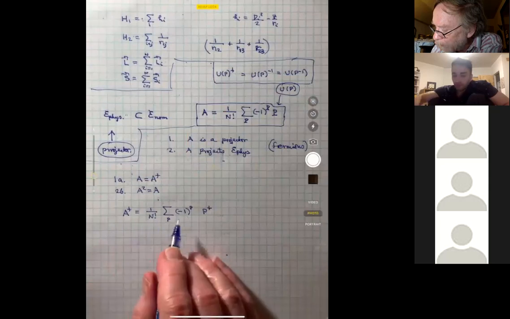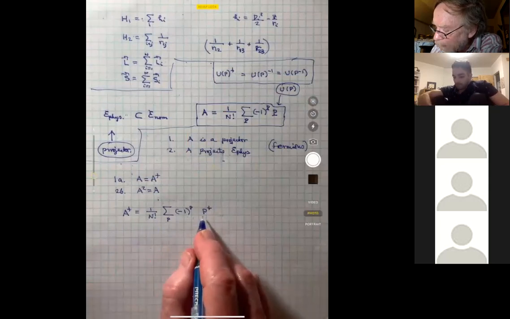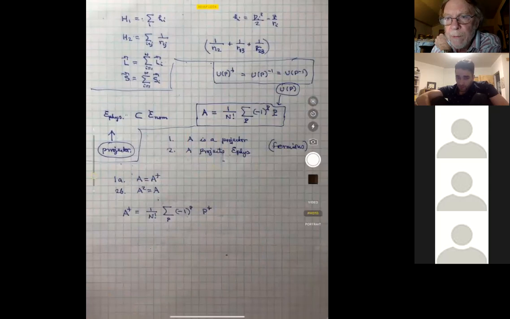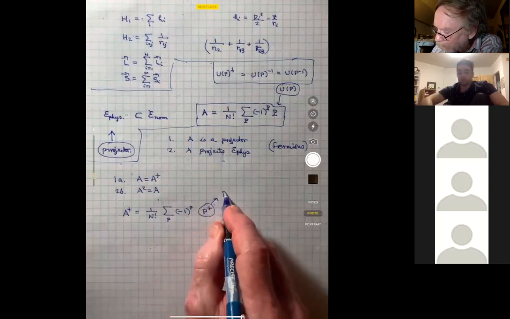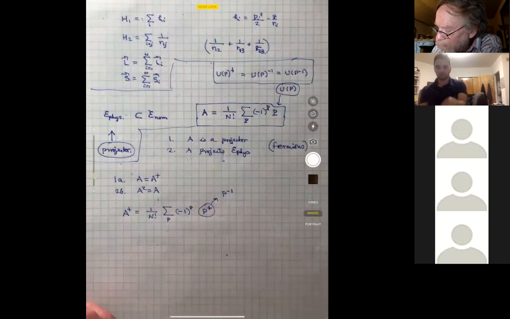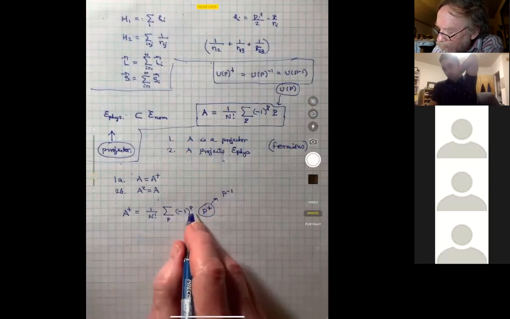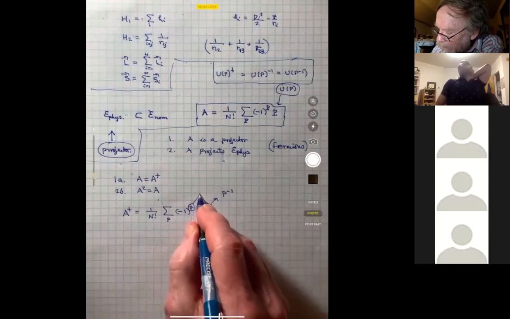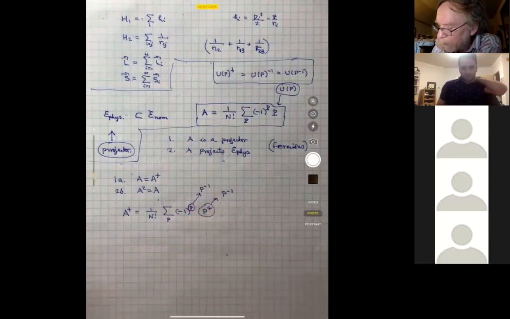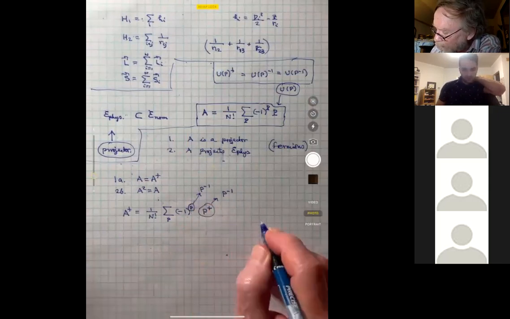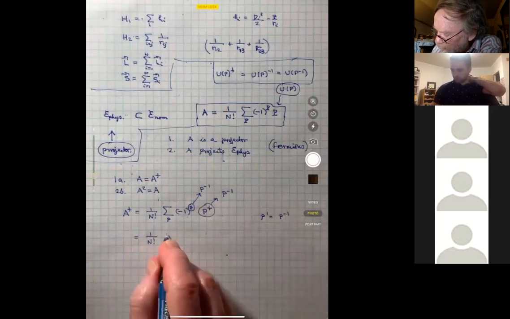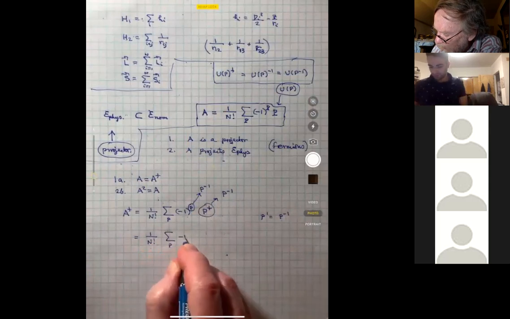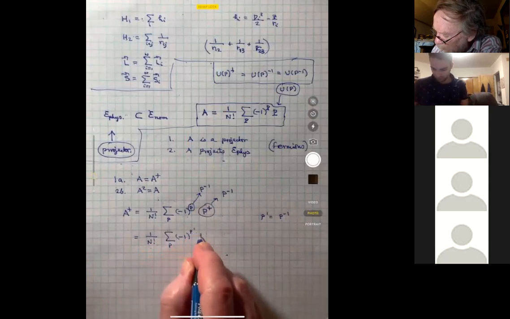So A dagger is equal to the sum on P of minus 1 to the P times P dagger, where P dagger means the dagger of the permutation operator. But P dagger is also the same thing as P inverse. And by the way, the sign of a permutation is the same as the sign of P inverse. Pretty easy to see if you just invert a string of exchanges. So that P can be replaced by P inverse. So if I put P prime equal to P inverse, then this becomes 1 over n factorial times the sum on P of minus 1 to the P prime times P prime.